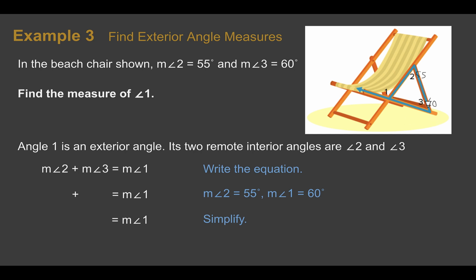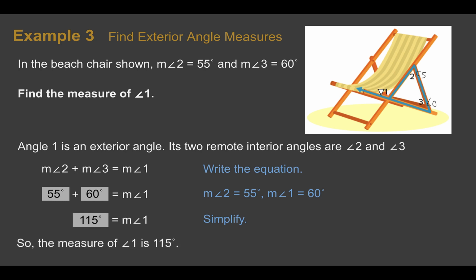So I know now that remote interior angles added together tell me the exterior angle that's away from it. So 2 and 3 added together will give me 1. 2 is 55, 3 is 60, so adding them together, 115. So the measure of angle 1 must be 115 degrees.